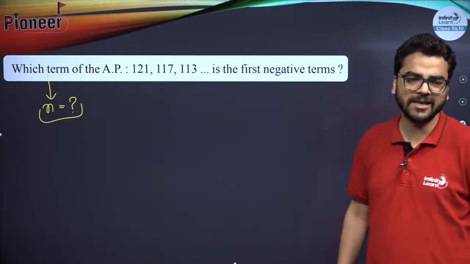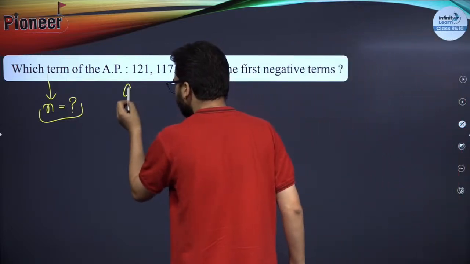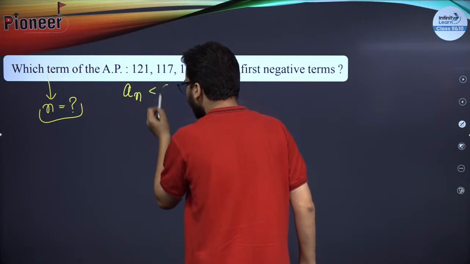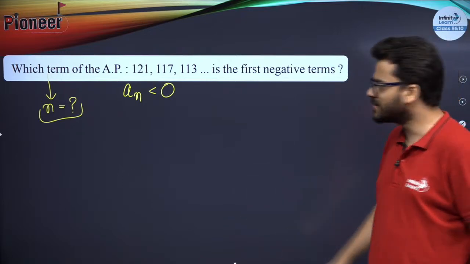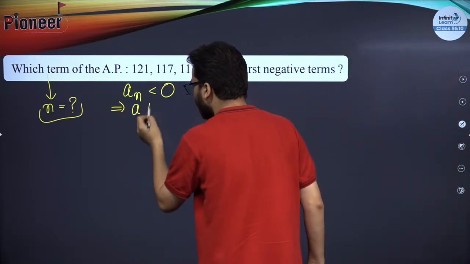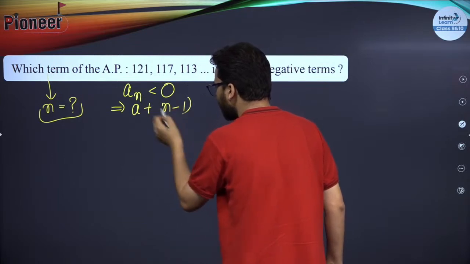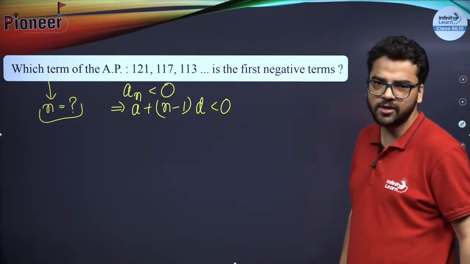So which term is the first negative term? Suppose the nth term is the first negative term. So you can say an is less than 0. That is the meaning of negativity. So an is less than 0. Now an, you have studied the formula, the nth term of an AP is a plus n minus 1 into d, or a1 plus n minus 1 into d you can write. That is less than 0 over here.